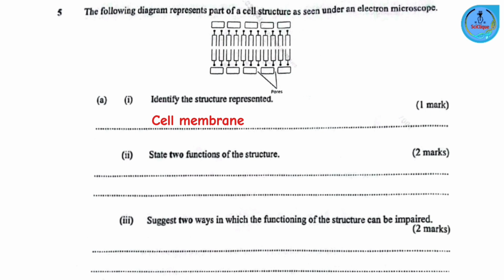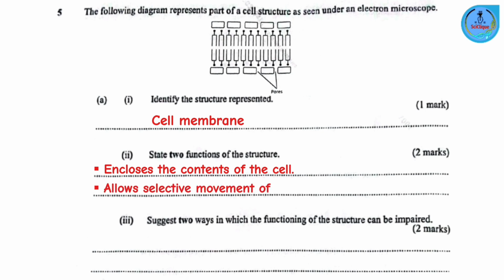Okay, so the cell membrane encloses the contents of the cell. It also allows for selective movement of materials in and out of the cell. Now, what do I mean by selective movement? If you look at the diagram of the cell membrane, you can see that it has pores. These are small openings that are found on the cell membrane. Now, molecules that are small enough can easily pass across.